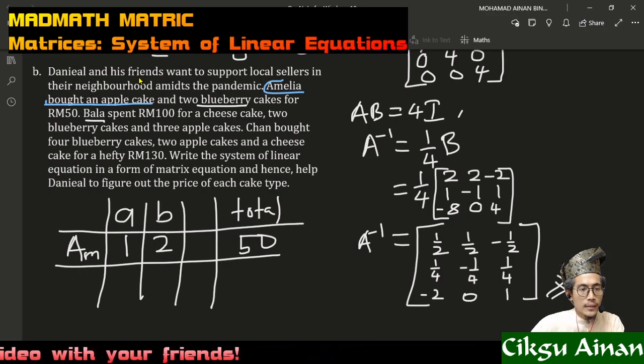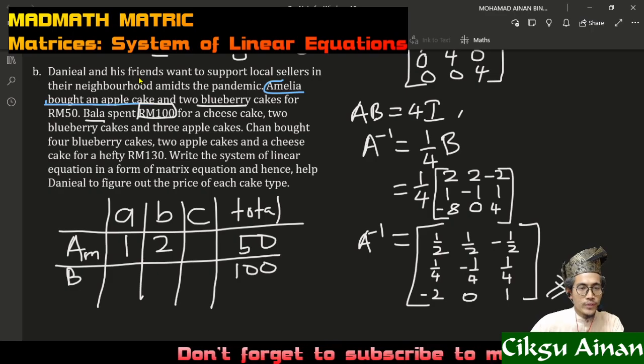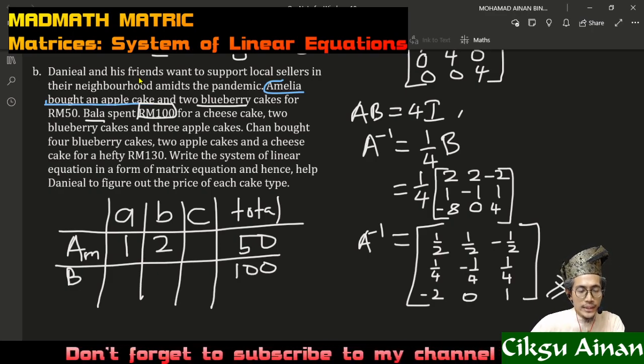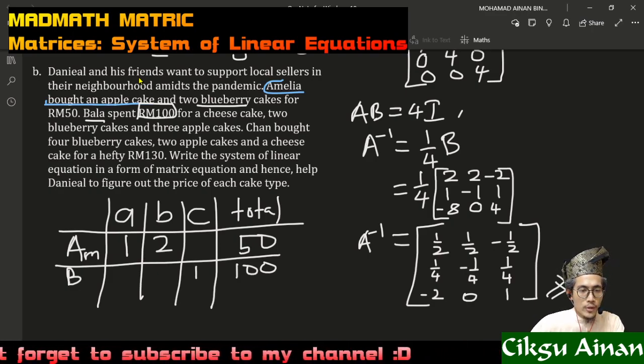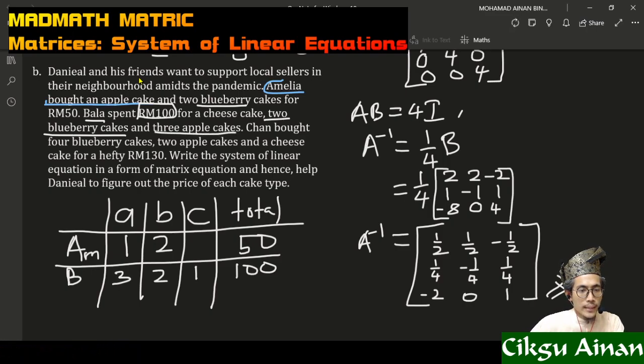Bala spent 100 ringgit. 100 ringgit for cheesecake. Cheesecake is a new one, never mentioned, so this must be the third item. How many cheesecakes did Bala buy? Only 1 cheesecake, 2 blueberry cakes, and 3 apple cakes. And then we cross this one out. That should be another story.